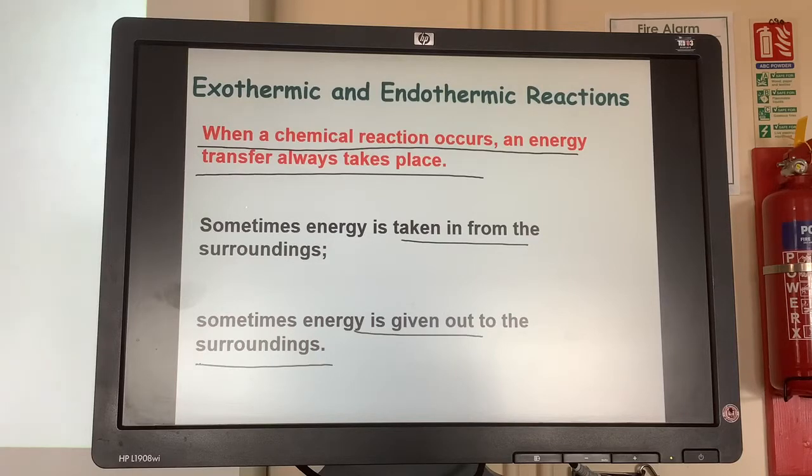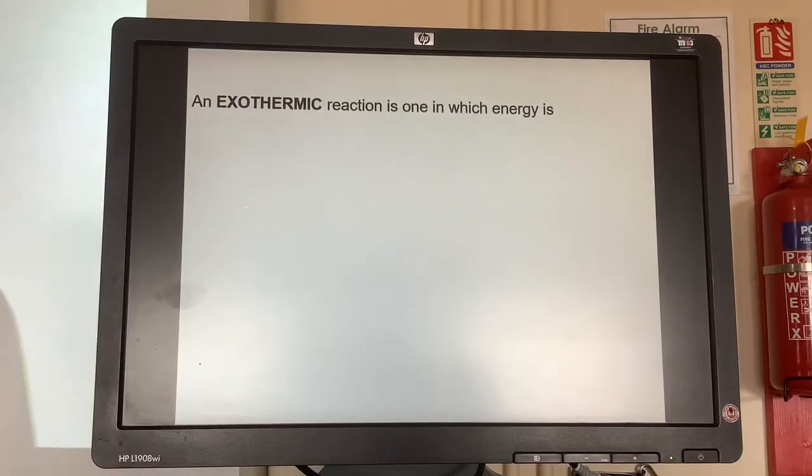You probably can already figure out what would happen if energy was given out. What might happen to the temperature if energy was given out? Well, when energy is given out, an exothermic reaction occurs. An exothermic reaction is one in which energy is given out to the surroundings.